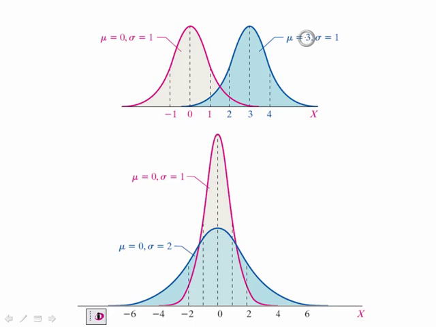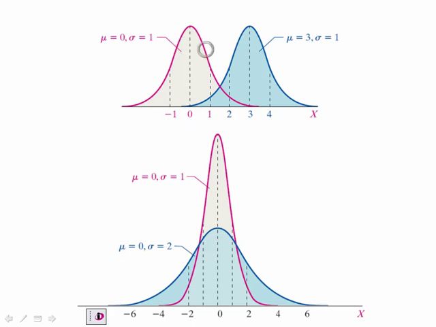Here's a normal curve where the mean is 3 and the standard deviation is 1. Because the mean is 3, the graph is shifted 3 units to the right. So now the high point is at mu equals 3. Because the standard deviation is 1, the inflection points occur at 2 and 4. Because again, the inflection points occur where? 1 standard deviation on either side of the mean.